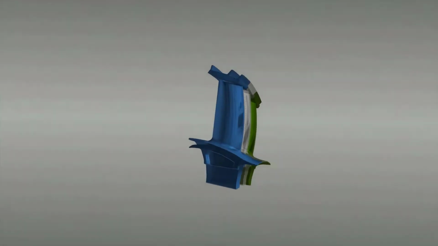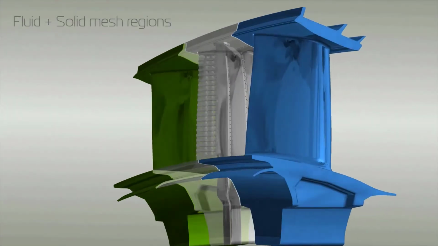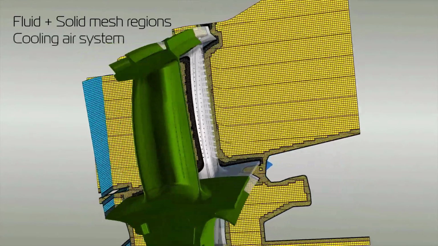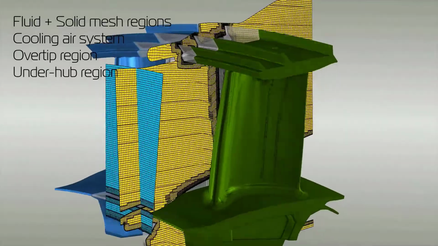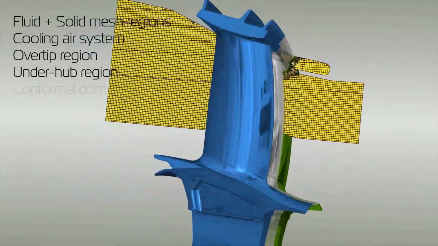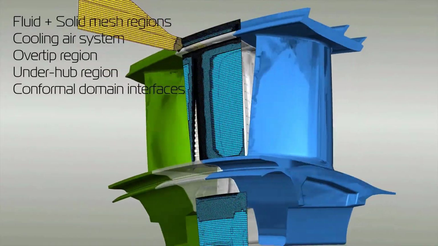Boxer mesh is designed to work with real geometry. It is routine and simple to build a conjugate mesh for an HP turbine rotor, including the cooling air system, over-tip and under-hub regions. Fluid and solid phases are meshed simultaneously and with conformal interfaces.